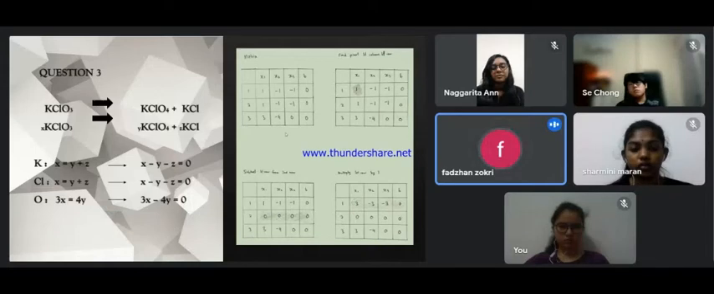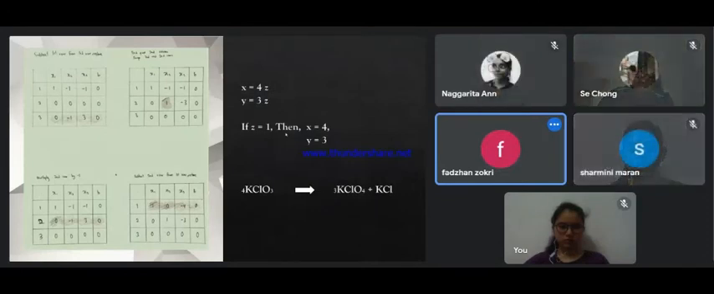Okay, the first step is we find the pivot in the first column and first row. Then we subtract the first row from the second row. After that, we multiply the first row by 3, and then we subtract the first row from the third row, and then we restore it.